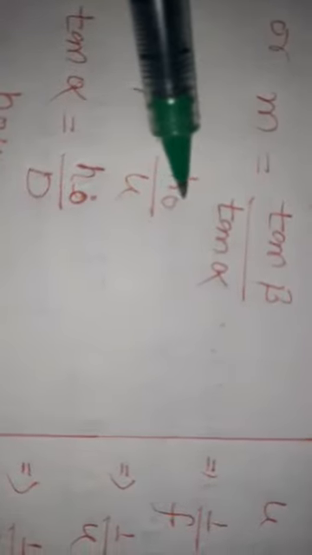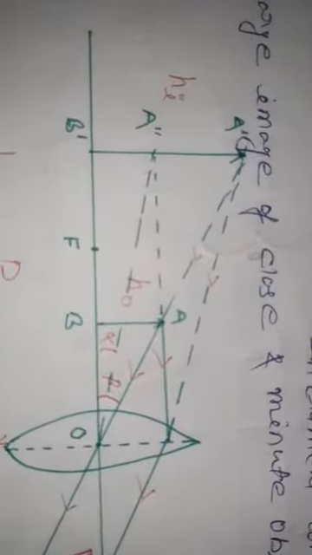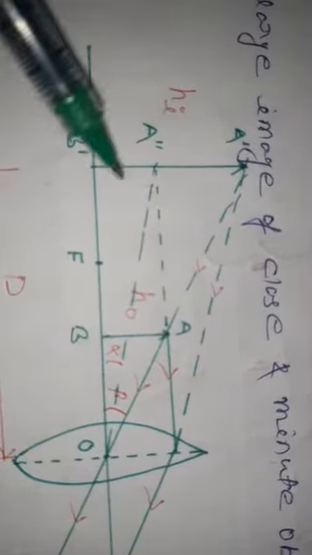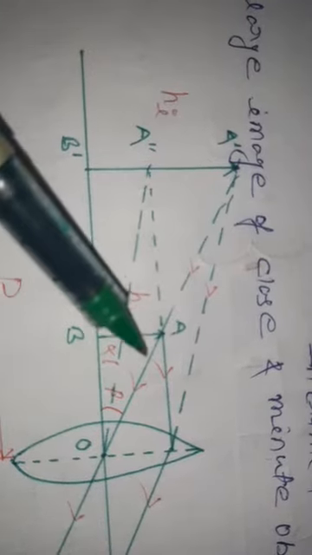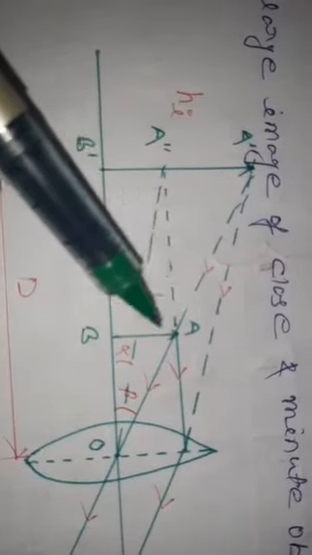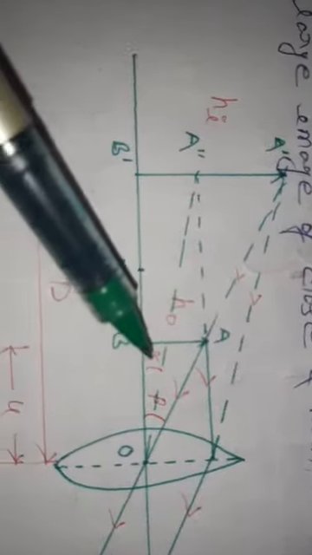For a small angle, tan beta equals beta, so we can write beta equals tan beta and alpha equals tan alpha. So m becomes tan beta upon tan alpha. What is the value of tan beta and of tan alpha? Tan beta equals HO upon U and tan alpha equals HO upon D. You can see in the figure, here is your angle beta. So tan beta is perpendicular upon base. This will be your object height HO, and this will be the distance of the object, that is U.